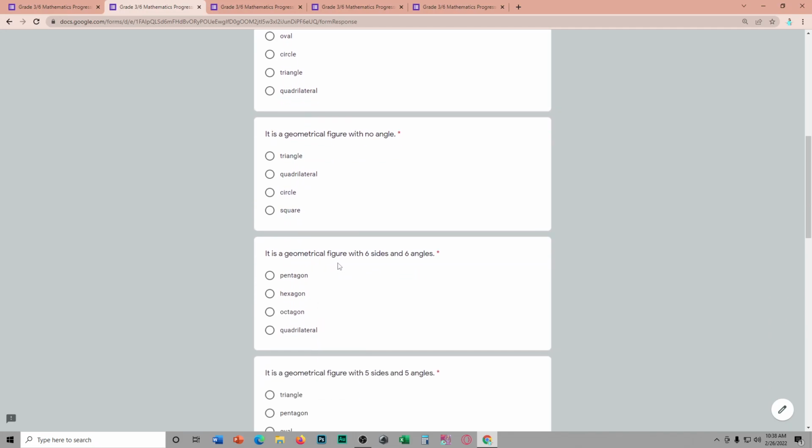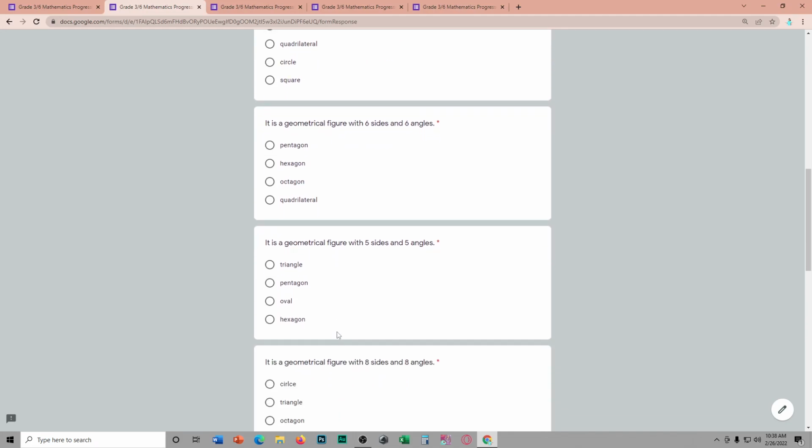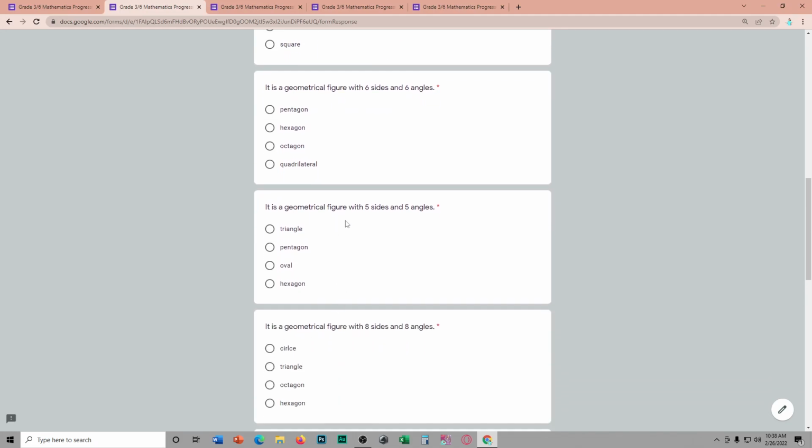It is a geometrical figure with 6 sides and 6 angles. Pentagon, hexagon, octagon, quadrilateral. It is a geometrical figure with 5 sides and 5 angles. Triangle, pentagon, oval, hexagon.